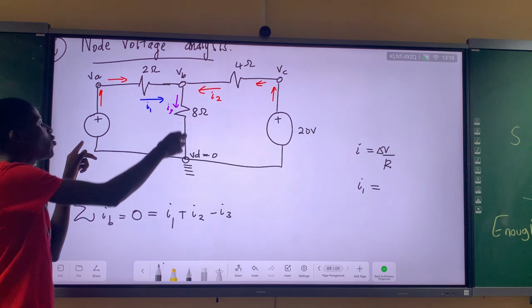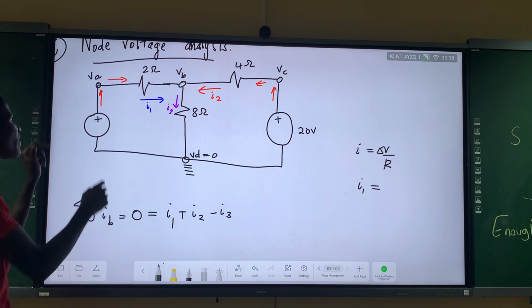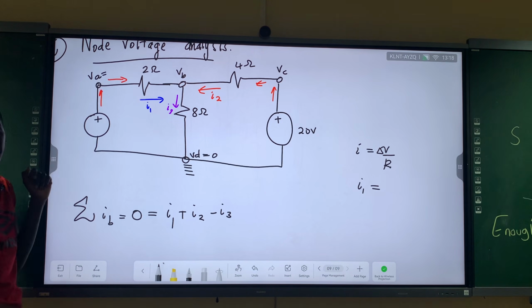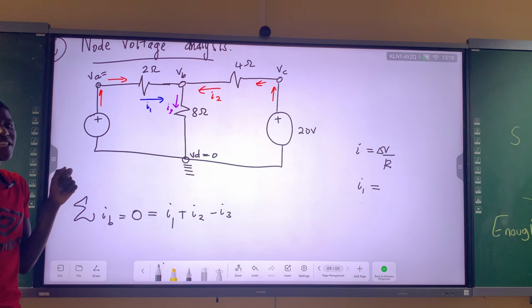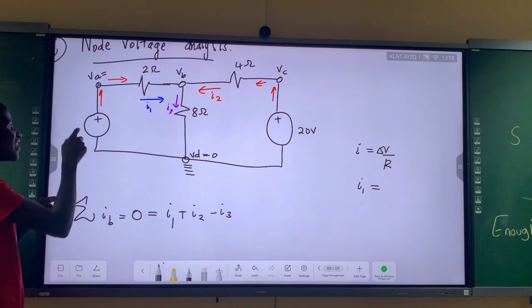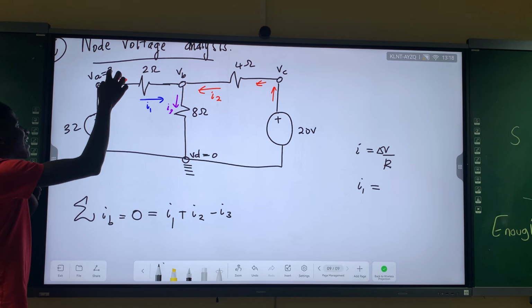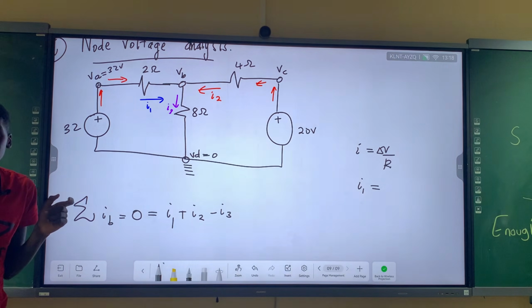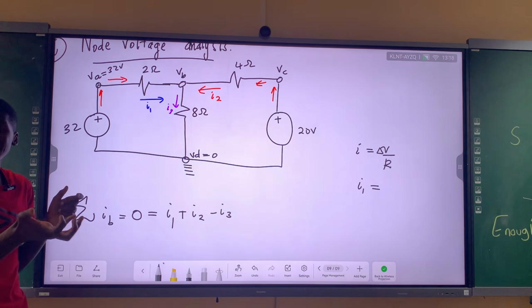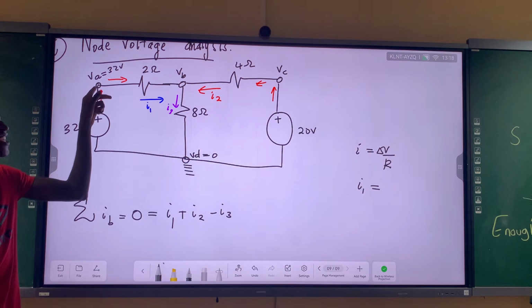So when you look at any 2 nodes, okay, let's just say here at VA, guys, what is the potential here at VA? What do you think the potential is at VA? It is still the voltage source. If this is 32 volts, it is because we haven't had any other component taking away energy from the charges. So this is 32 volts.